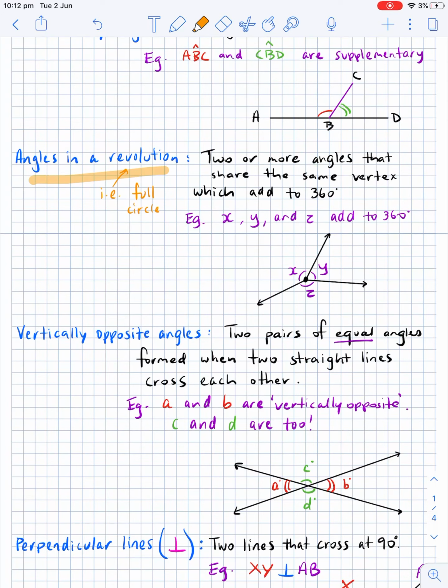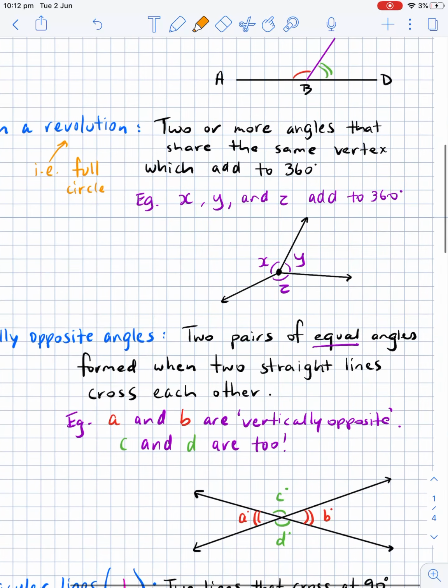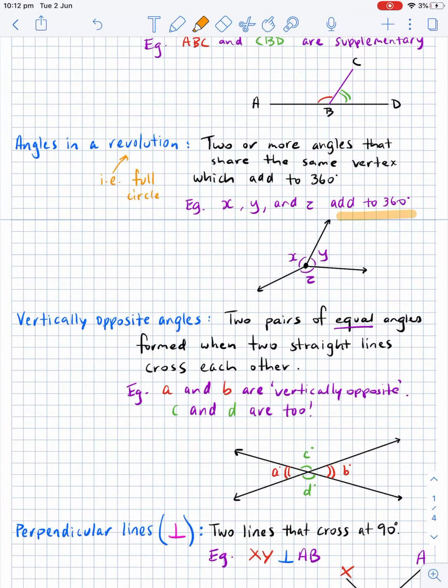Angles in a revolution are two or more angles that share the same vertex, which adds to 360. So this angle here, and this angle here, X, Y, and Z, add up to 360 because they share this vertex in the middle, this dot in the middle here. Another way to think about it is there's 360 degrees in a full circle, and you can see here that we've got a full circle going around with those three angles, so they must add up to 360 degrees.